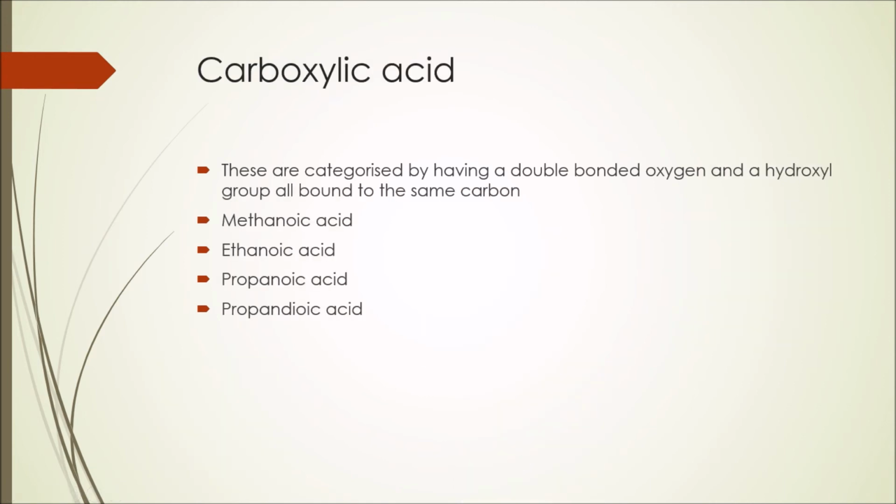And finally, we've got carboxylic acids. So these are categorized by having a double bonded oxygen and a hydroxyl group all bound to the same carbon. So here we've got methanoic acid. So here's the double bonded oxygen, and here's the hydroxyl group. This is ethanoic acid. So you've got the longest carbon chain, which is 2, double bonded oxygen and the hydroxyl group.